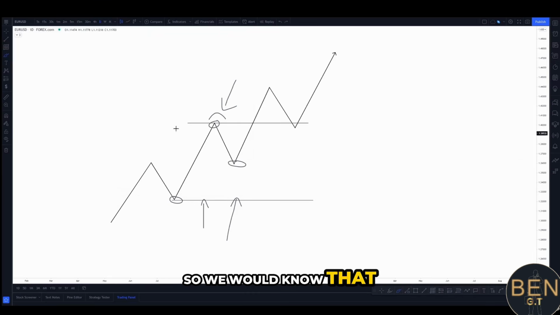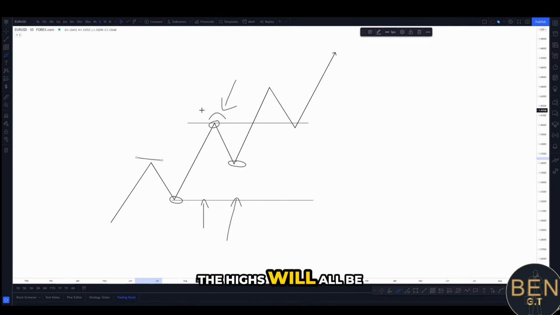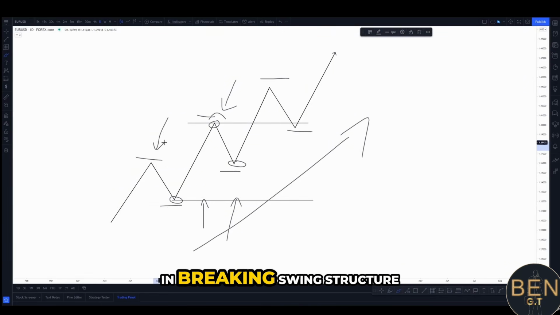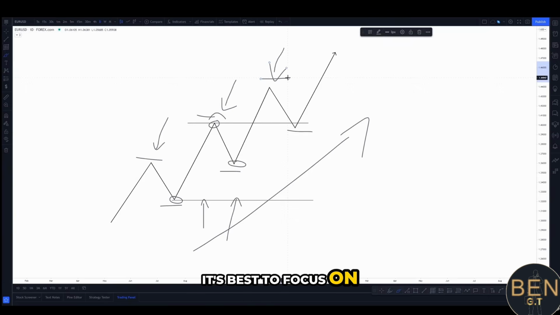So when we're using that concept of protected highs and protected lows, targeted highs and targeted lows, we would know that in a bull trend, the highs will all be targeted and the lows will all be protected, because in essence, price is just continuing to move to the upside. All of these lows are doing their job in breaking swing structure. It's best to focus on protected and targeted highs and lows using swing structure.